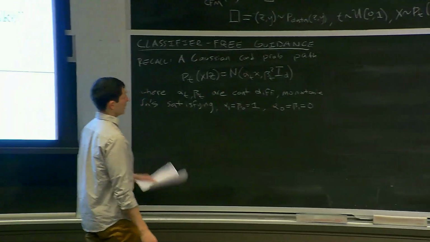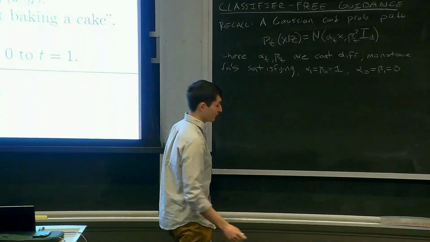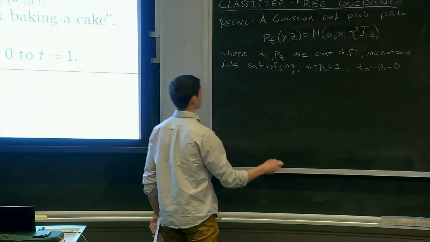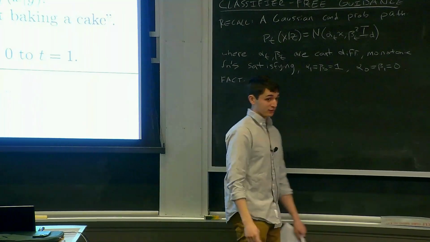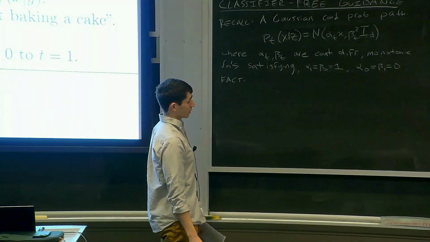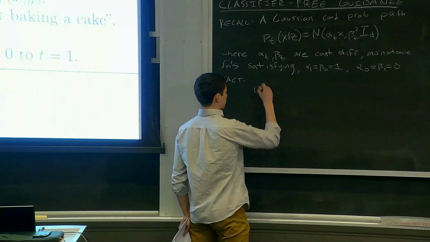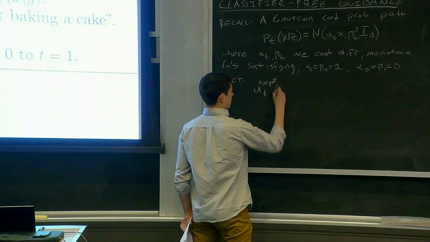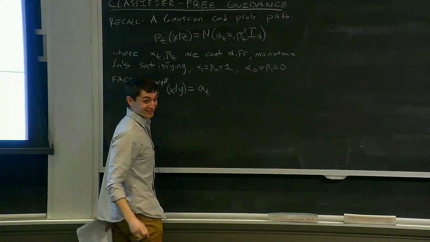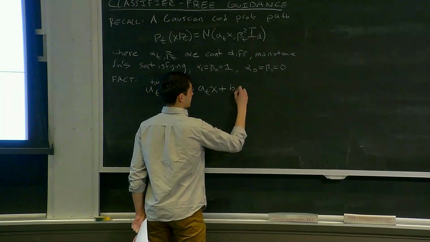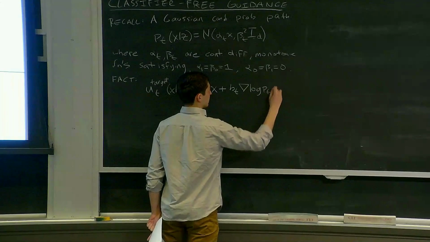Right, OK. So as it happens, we have the following result for Gaussian paths. This is simply algebra. It's not very exciting to prove this, although you can, and in fact, a proof is in the notes if you're curious. But the fact is that we can relate the marginal guided vector field and the guided marginal score in the following way. So we can say that the marginal guided vector field, u_t target of x given y, is going to be equal to a_t x plus b_t times the guided marginal score, so log p_t of x given y.